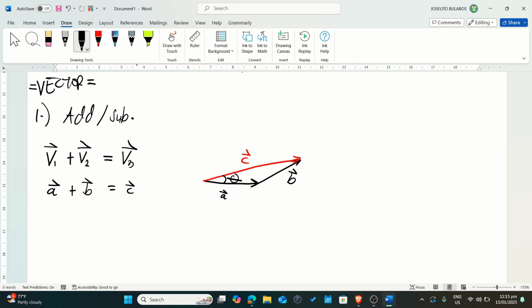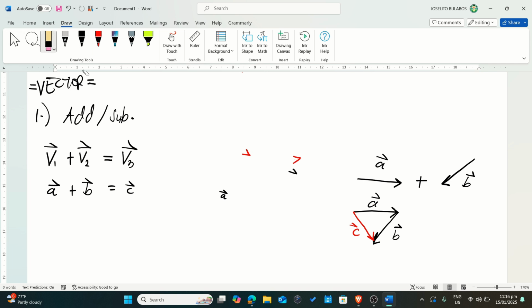Let's say A is going in this direction, and then suppose this is our A. What if our B is going in this direction? So what we could do is simply add the two. We will end up with something like this, and our C must be this one. This is our A. This is our B.